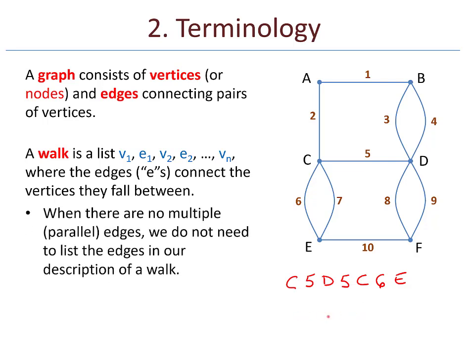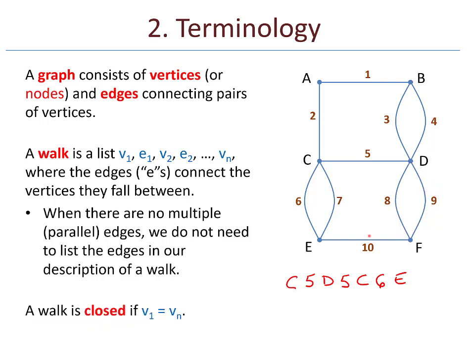When there are no multiple or parallel edges, we don't need to actually list the edges in our description of the walk. So parallel edges, multiple edges, that's when you have more than one edge connecting a pair of vertices. Like the 2 edges that connect C and E, this is an example of multiple edges there, or we might call them parallel edges. There are parallel edges connecting vertices D and F, for example.